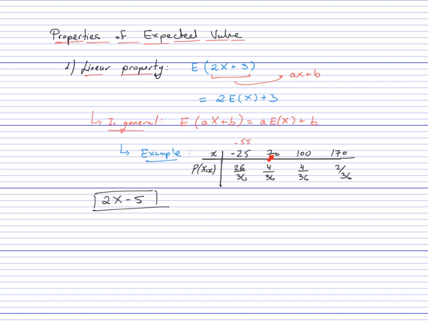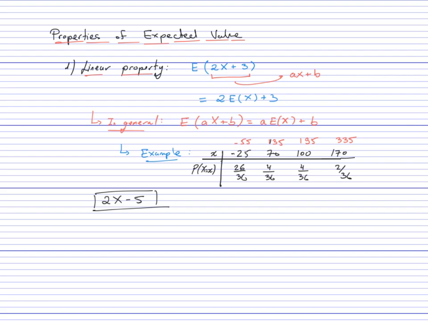So let's see now for 7. 70 times 2 is 140, minus 5 is 135. 2 times 100 minus 5 is 195. 2 times 170 minus 5 is 335. Suppose now that I ask you, what is the expected value of the new probability function? Is it now profitable, yes or no?